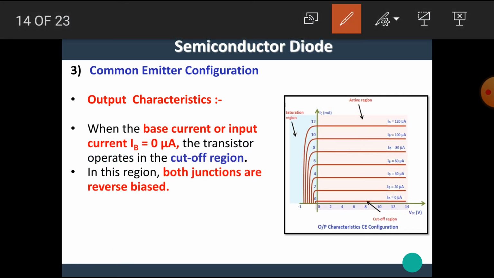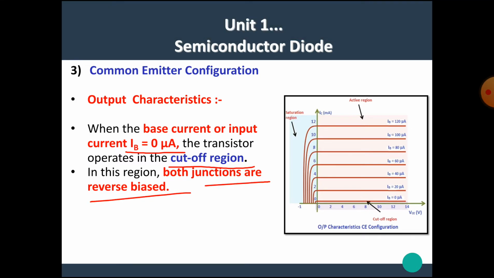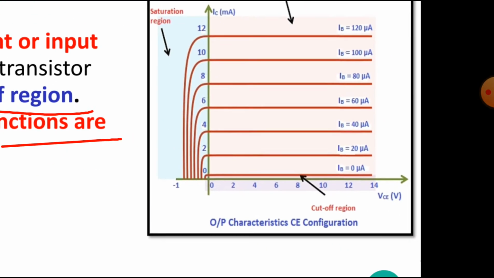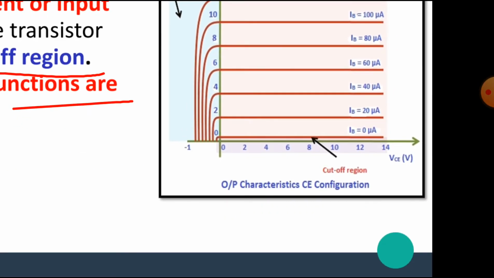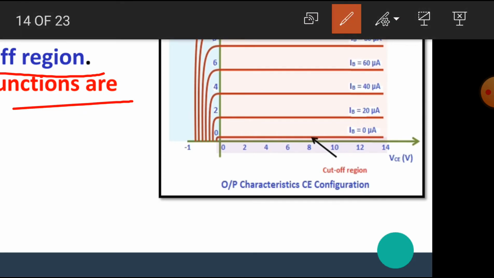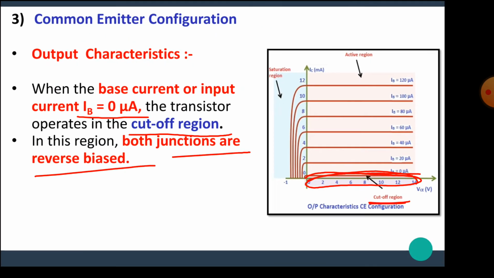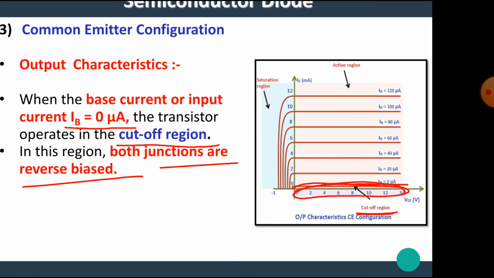When the base current IB is equal to 0 microampere, the transistor operates in the cutoff region. In this region, both junctions are reverse biased. This region is known as the cutoff region.